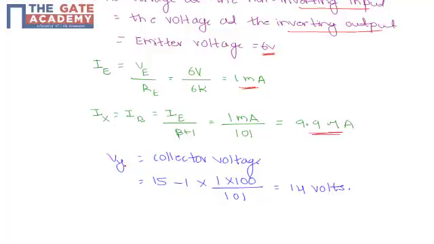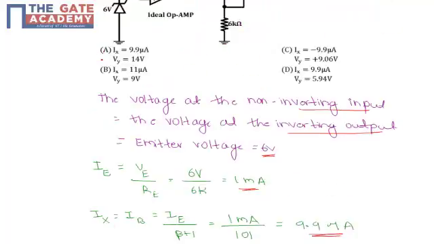So, we need to calculate one more parameter, that is Vy, which is equal to the collector voltage. It will be equal to 15 minus 1 into 1 into 100 divided by 101. By simplifying this, we will get it as nearly 40 volts. So, option A is the correct one. That is, the Ix value is 9.9 microamps and the Vy value is 40 volts.